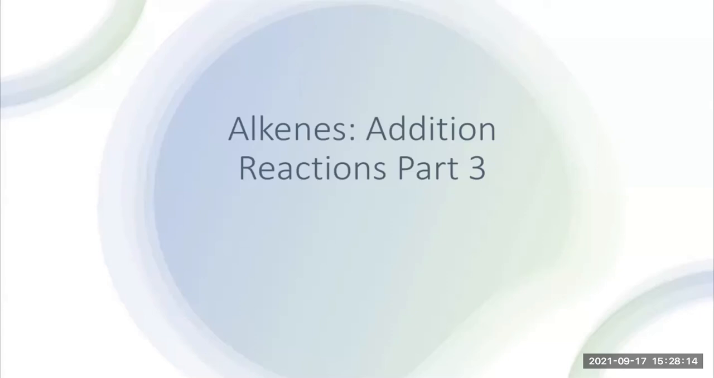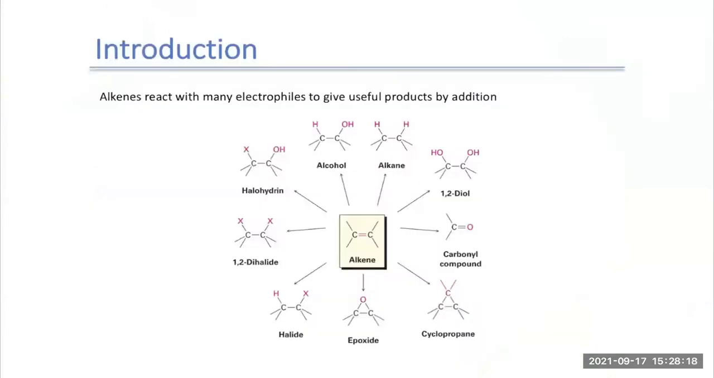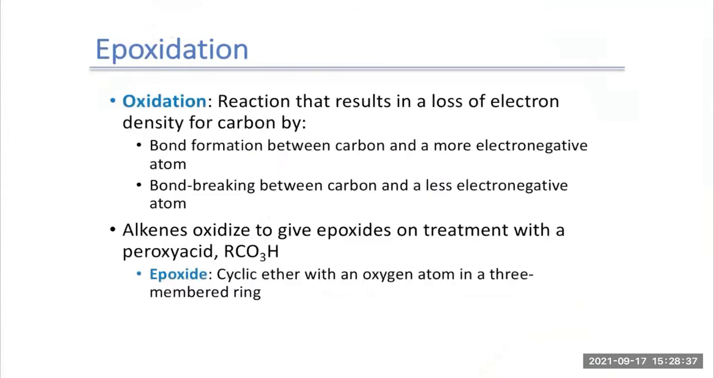In this video, we'll finish looking at our addition reactions to alkenes. So far, we've looked at adding halogens, adding alcohols, making alkanes, cyclopropanes. Now we're going to focus on 1,2-diols, carbonyl compounds, and epoxides. First, let's start with epoxides.